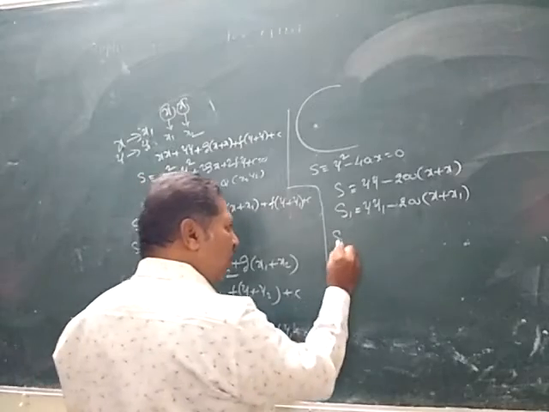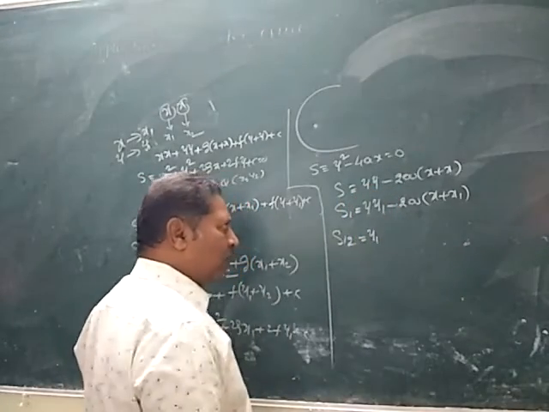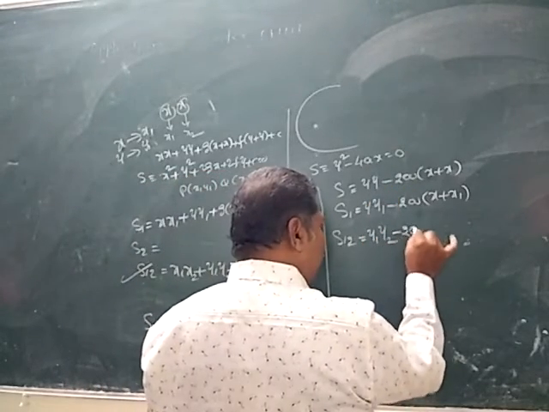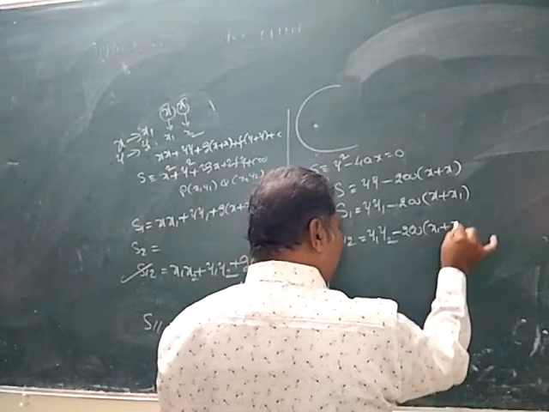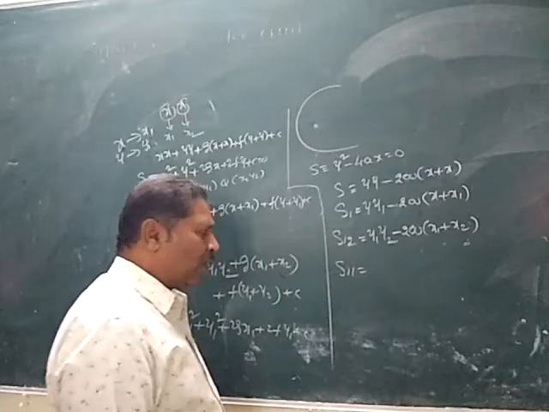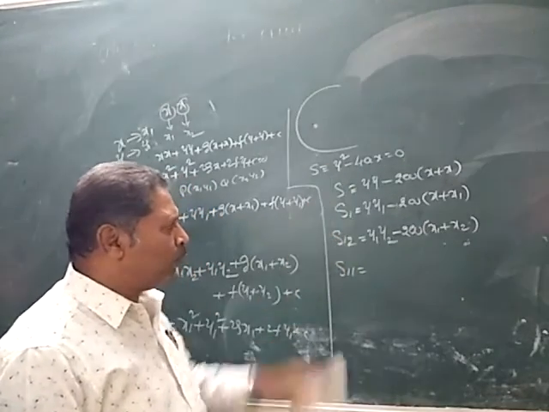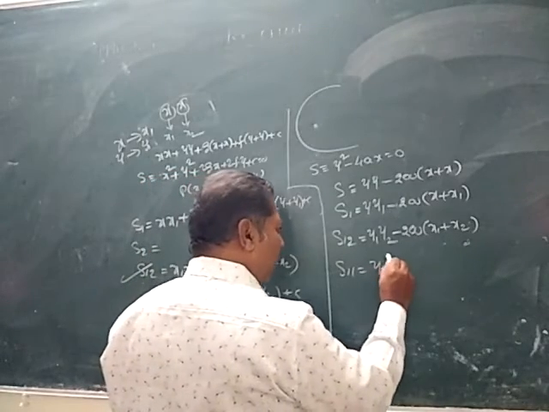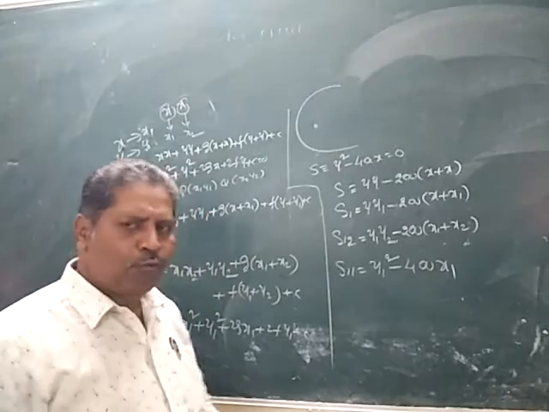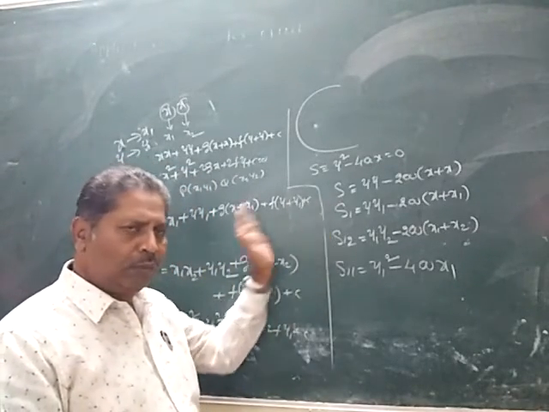S12: one y replaced with y1, second y with y2, minus 2a into x1 plus x2. S11 is direct substitution of the point: y1 square minus 4a x1. Same notation in circle, parabola, and the other two chapters, ellipse and hyperbola.